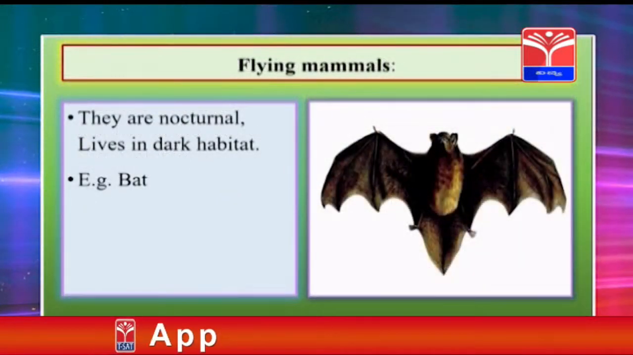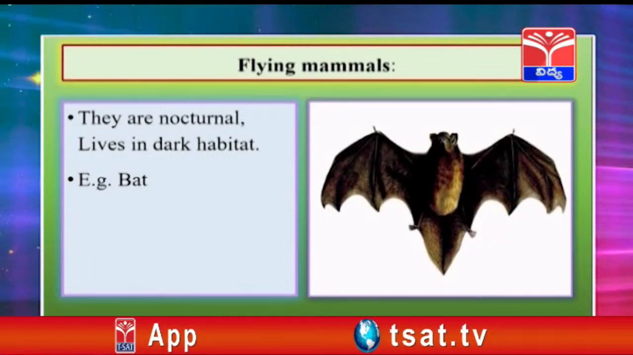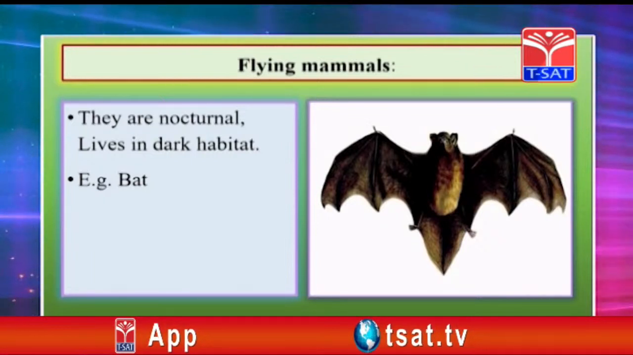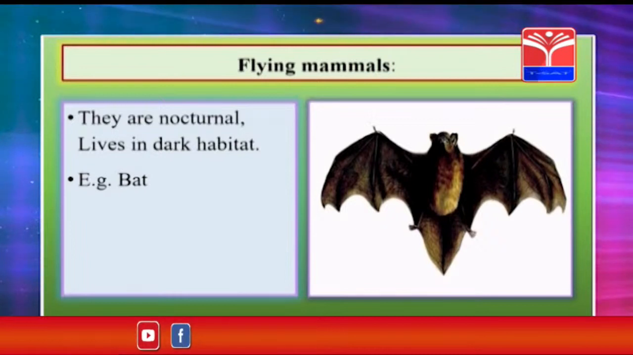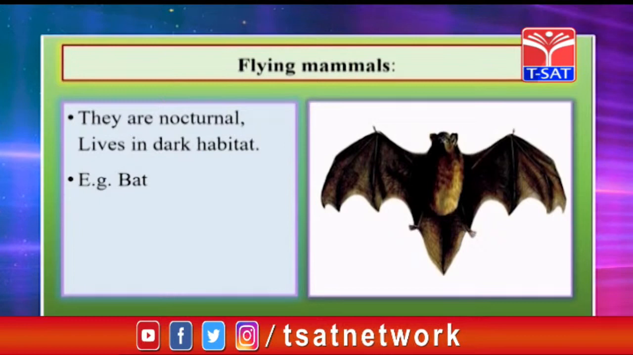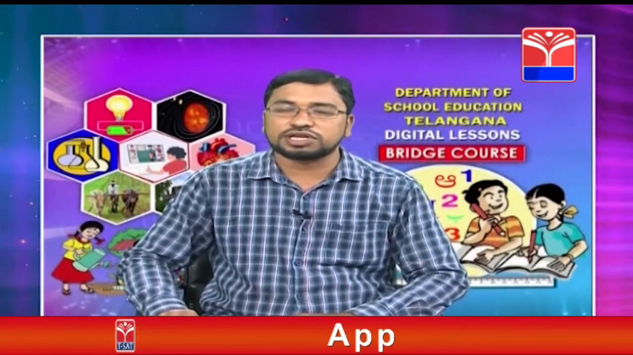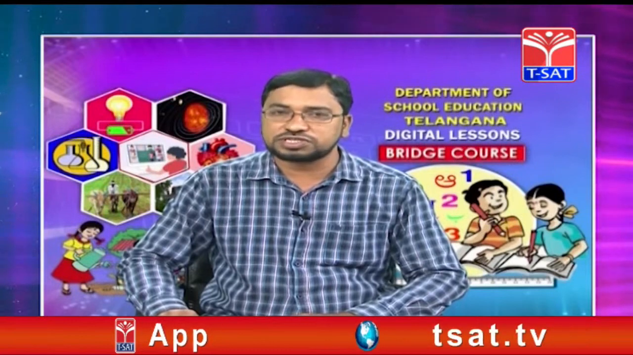Flying mammals. They are nocturnal. They live in a dark habitat. That means these organisms come out during the night time for their food procurement. Example, bat.